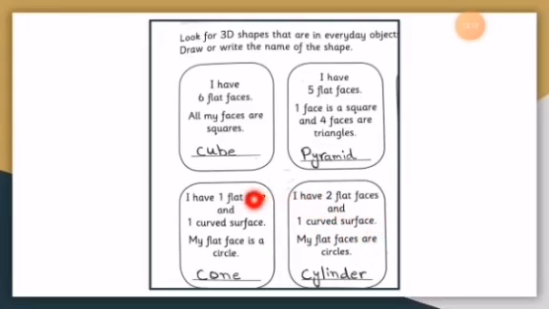I have told you before that when you learn the shapes, you should learn the spellings also. So here you will write down cube, pyramid, cone and cylinder. This is how you will solve this part. Is this clear? You can also draw the shapes, but it's better you write down the name of the shapes. Write down the spelling.